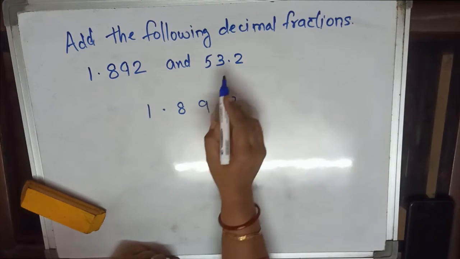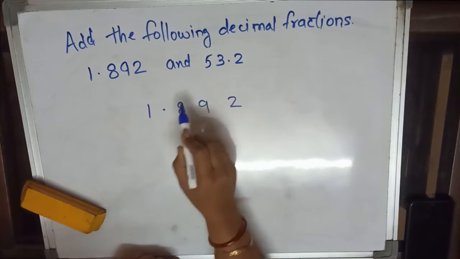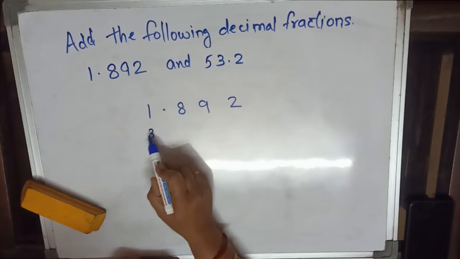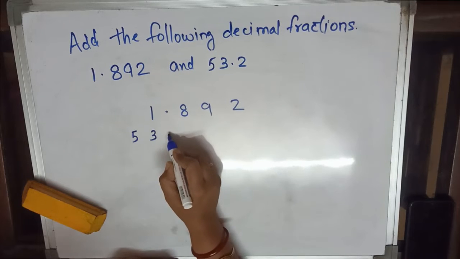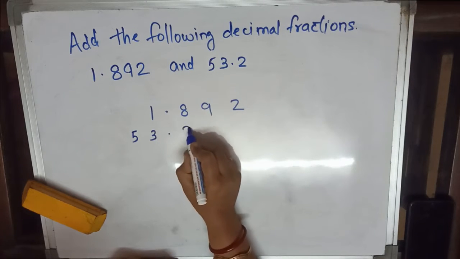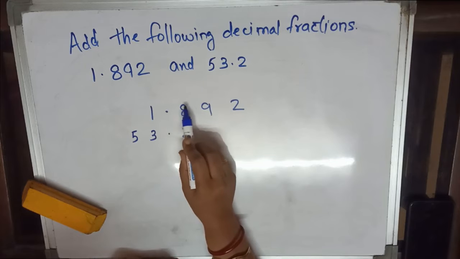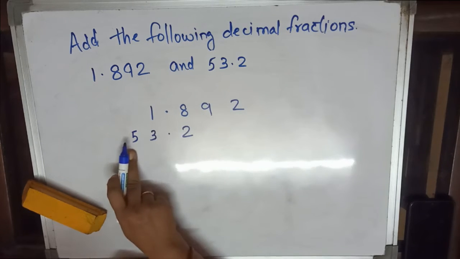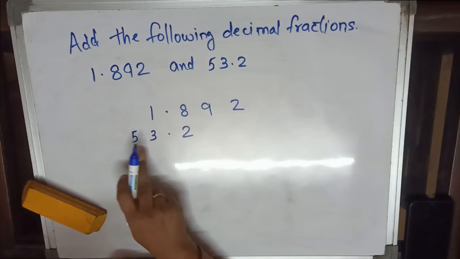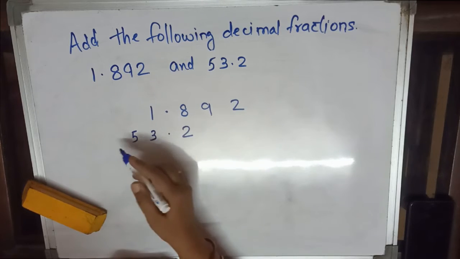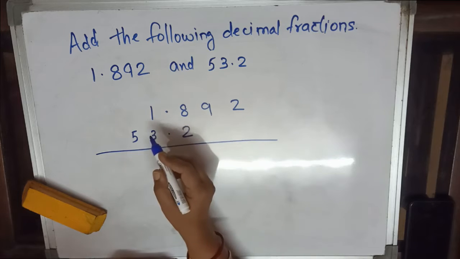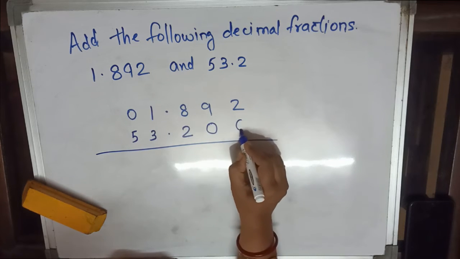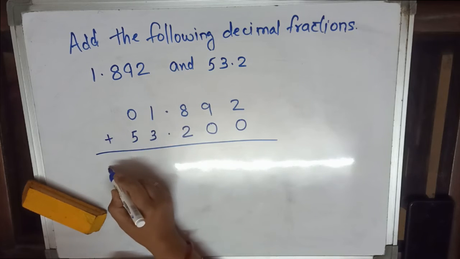1.892. Now 53. This is a whole number, you have to write below the whole number itself. So this is my ones place, whole number, and this is my tens place. Point 2. After decimal point, this is my 10th place, 100th place, 1000th place. Before the decimal point, it is a whole number. After the decimal point, it is a decimal number. Now understand here there is no number, so we can write 0 here. So it will be very easy for us to understand. Plus sign.